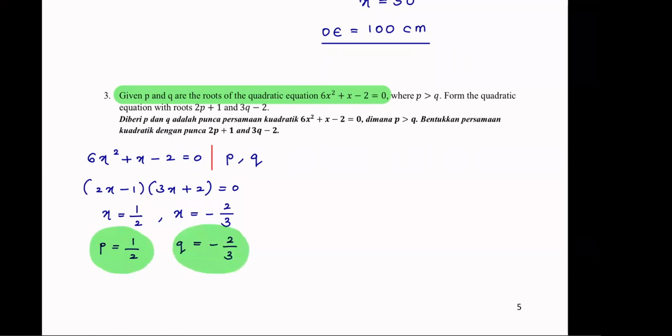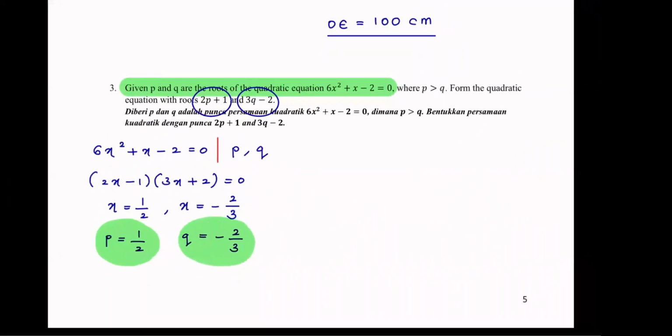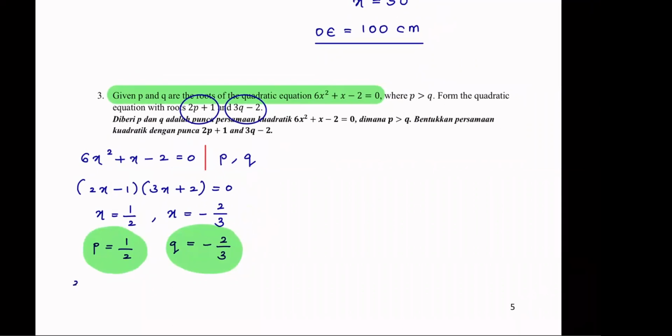Okay, now I'm going to settle this. Nampak tak? Dia sudah bagi kamu dua root. Two roots given. 2p plus 1. Another one is 3q minus 2. So you're going to take these roots to form an equation. So kalau dia minta you form equation, you kena dapatkan SOR POR. So what I'm going to do? Tengok saya buat apa dulu. So 2p plus 1, right?